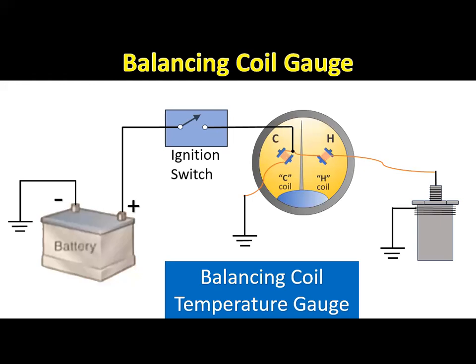If the sending unit has high resistance, most of the current flows through the low coil to ground because this coil has lower resistance than the high coil and the sending unit. The magnetic field of the low coil attracts the magnet on the needle and moves the needle to the low position.